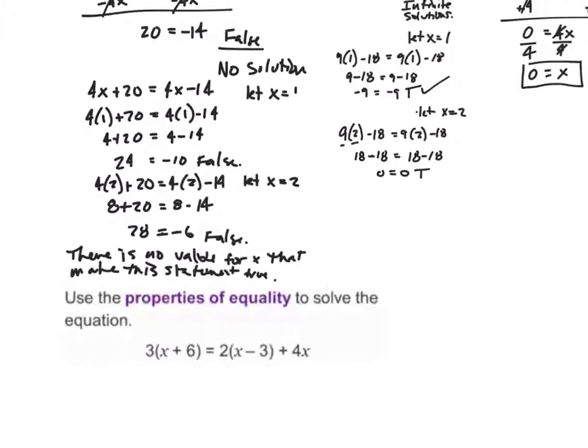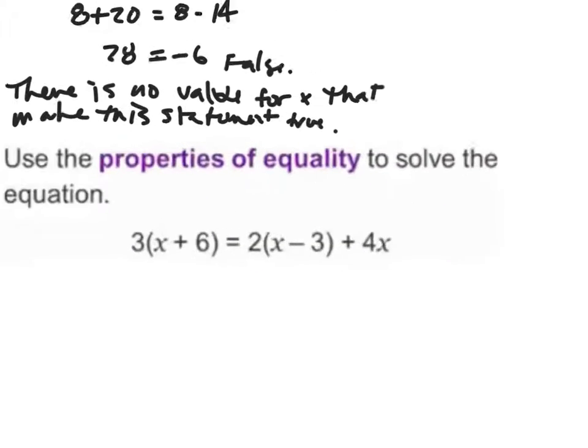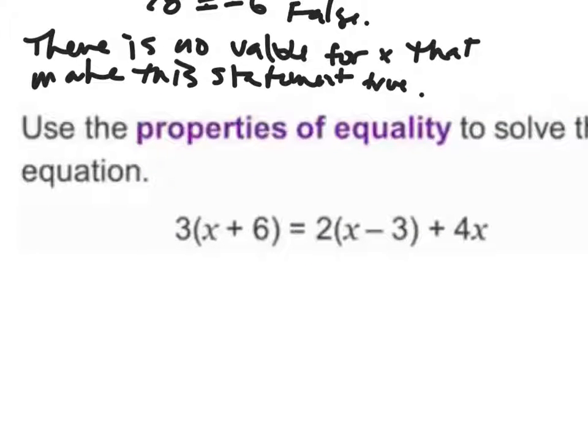All right, now let's take a look at this next one. Use the properties of equality to solve this equation. So I'm going to distribute my 3. I've got 3 times x plus 3 times 6. Distribute my 2.